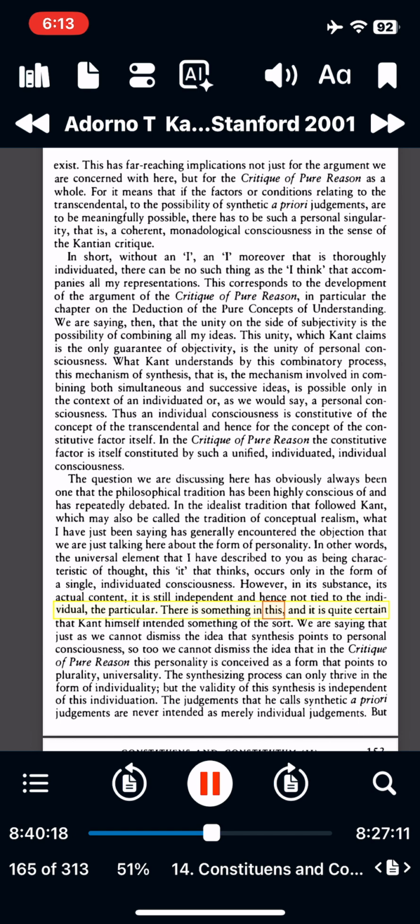There is something in this, and it is quite certain that Kant himself intended something of the sort. We are saying that just as we cannot dismiss the idea that synthesis points to personal consciousness, so too we cannot dismiss the idea that in the Critique of Pure Reason this personality is conceived as a form that points to plurality, universality. The synthesizing process can only thrive in the form of individuality. But the validity of this synthesis is independent of this individuation. The judgments that he calls synthetic a priori judgments are never intended as merely individual judgments.